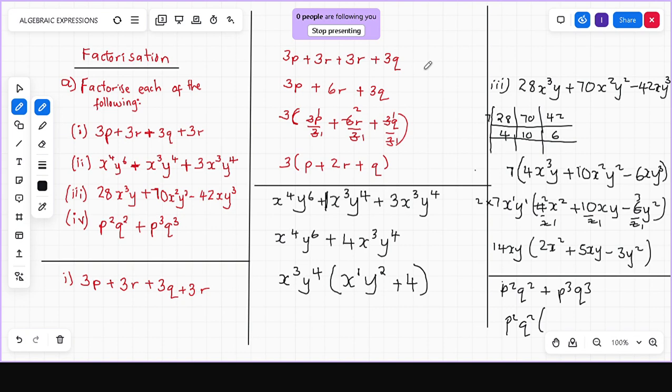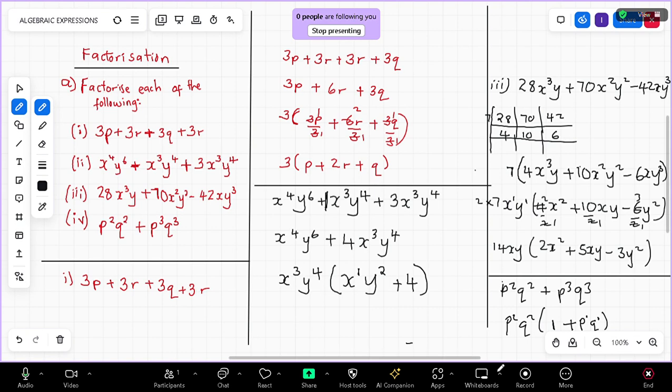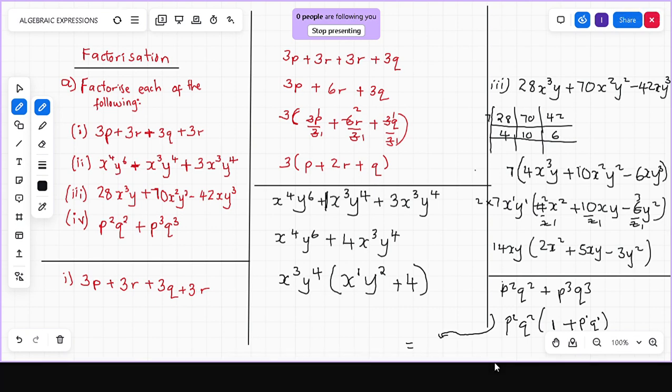P squared, we had p power 2, when you take 2 out, we are left with none. Q squared divided by q squared is just 1, so the first part we have 1 plus, we had p power 3, when you take 2 outside, we are left with p power 1, and q power 3, when you take 2 outside, we are left with q power 1. So the final answer is p squared q squared, the bracket 1 plus pq. That is the answer.